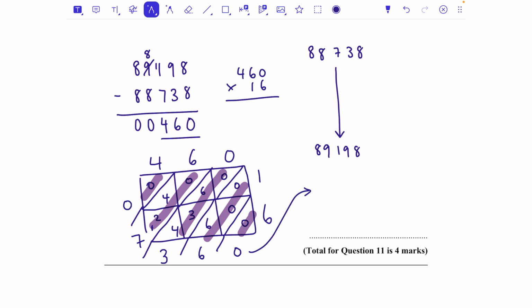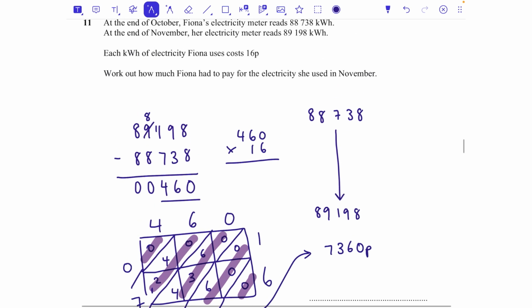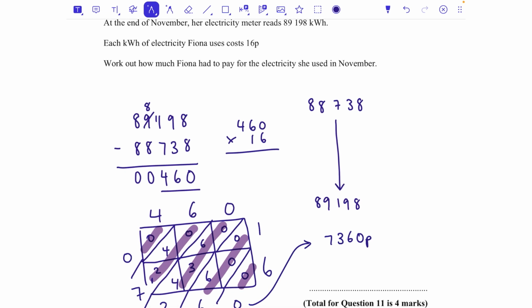So that is in pennies. 7,360 pennies is what she's being charged for her electricity. I really, really hope she's not going to have to pay 7,360 pounds for her electricity. So we need to do some converting here. 7,360 pennies. To get that into pounds, we are going to divide by 100. So that is 73 pounds and 60 pence.